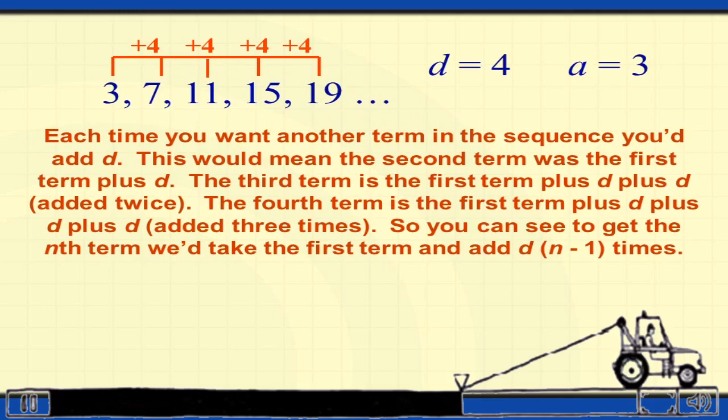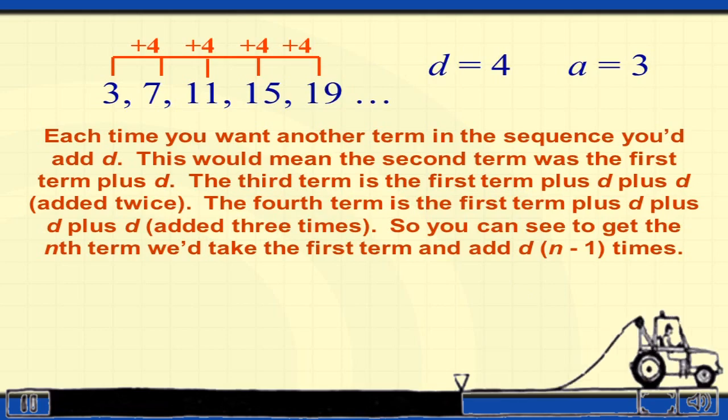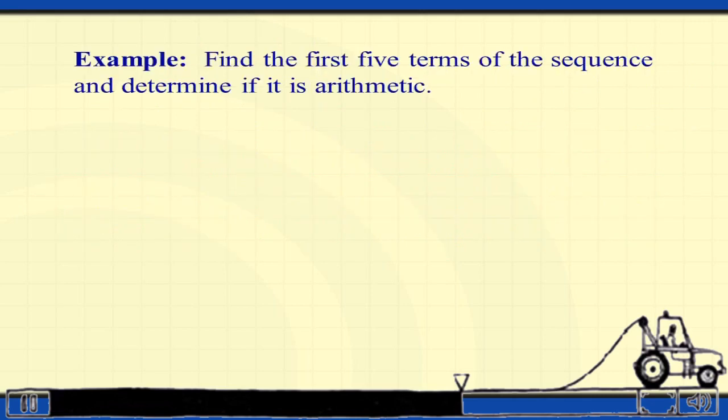This would mean the second term was the first term plus d. The third term is the first term plus d, added twice. The fourth term is the first term plus d, added 3 times. So you can see, to get the nth term we take the first term, and add d, n minus 1 times. Try this to get the fifth term. a5 equals 19. Find the first 5 terms of the sequence and determine if it is arithmetic.